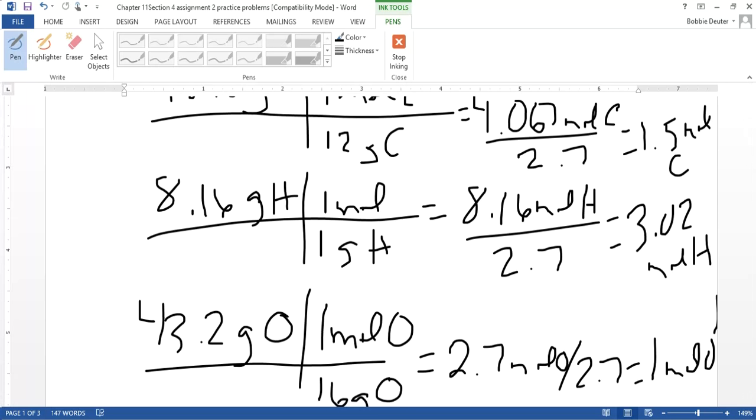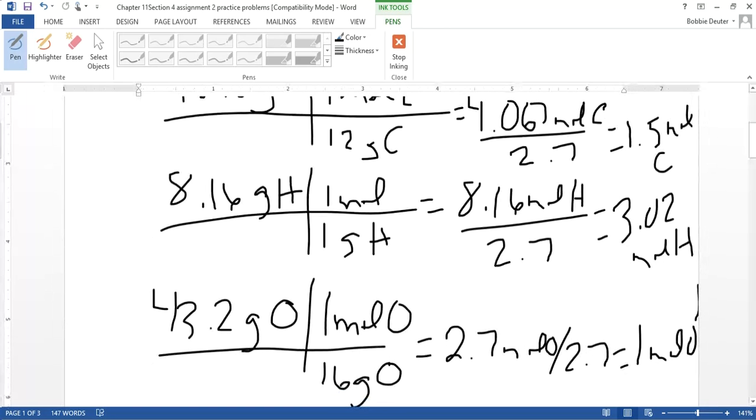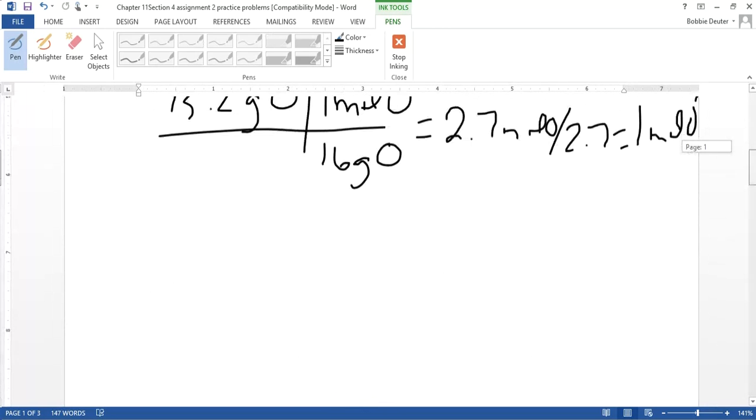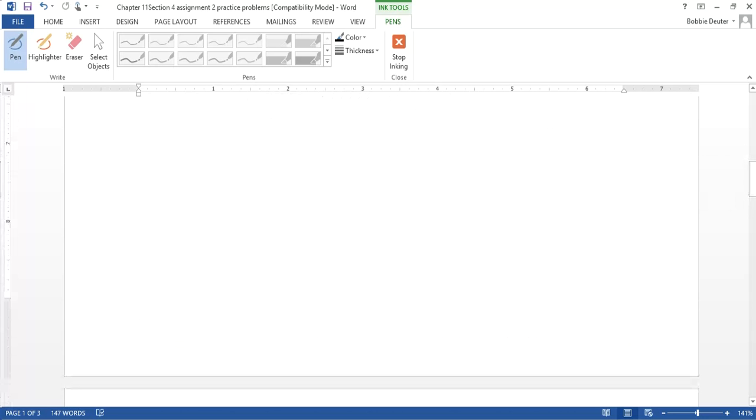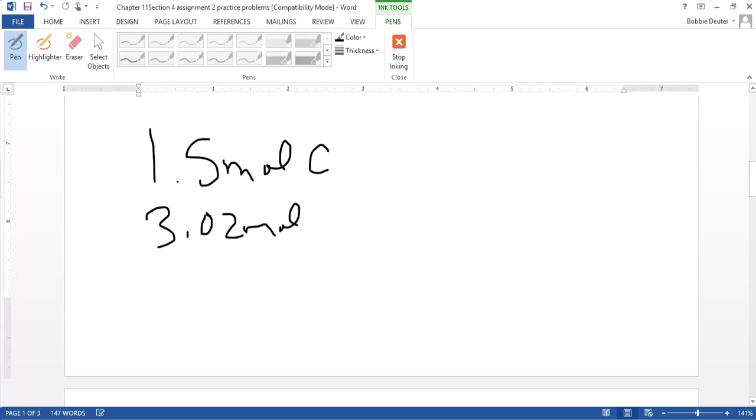So what we want to do is find a number that will go into all of these. I'm going to rewrite them down here so we can actually see this. We've now divided by the smallest number, and we get 1.5 moles of carbon, 3.02 moles of hydrogen, and 1 mole of oxygen. What we're trying to get is whole numbers.